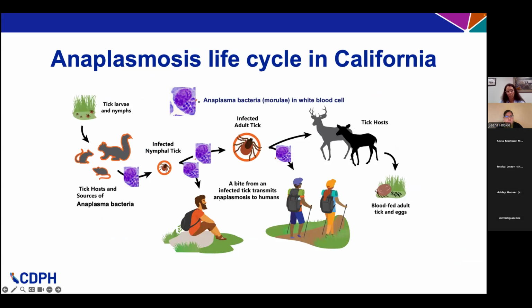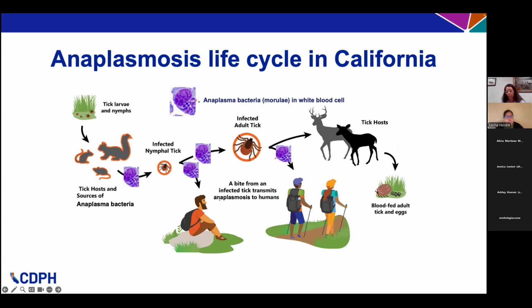Now I'll talk just a little bit more briefly about anaplasmosis. This is an infection caused by the bacteria Anaplasma phagocytophilum, which infects the host's granulocytes, which are a type of white blood cell. And similar to Lyme, the bacteria is also transmitted by Ixodes pacificus, which can become infected when they bite an infected wild rodent. So similar life transmission cycle.